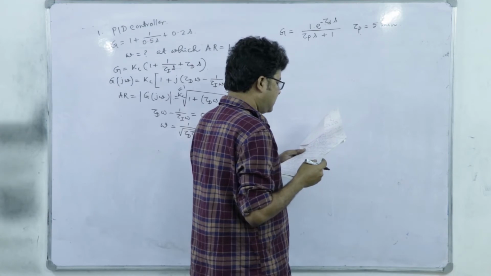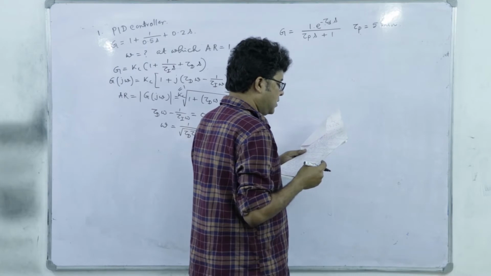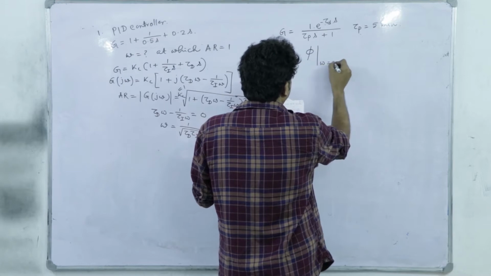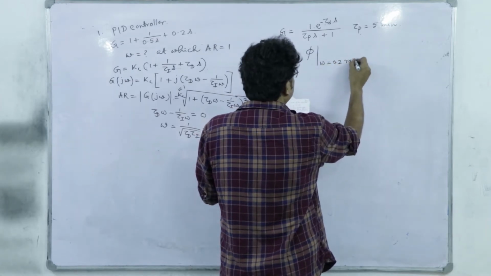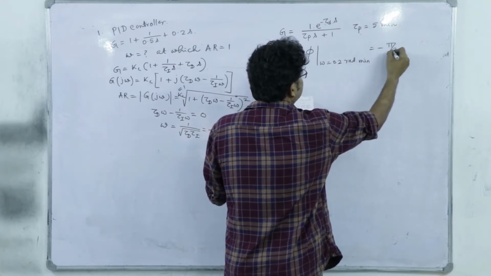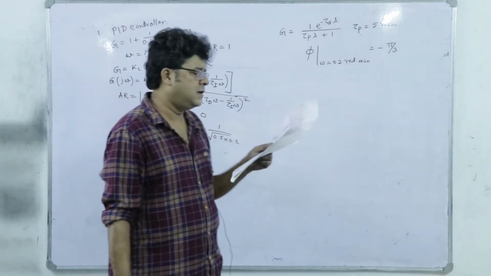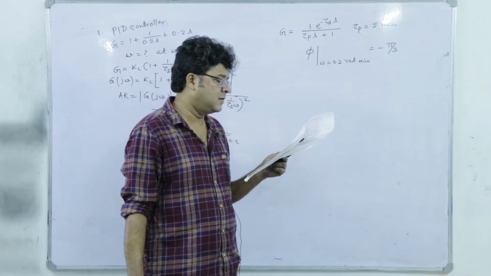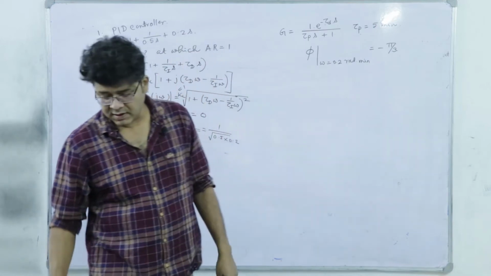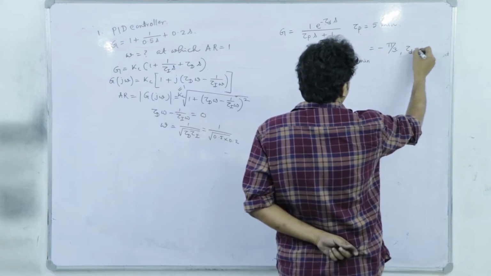If the process lag at a frequency of 0.2 radian per minute is 60 degree, so phi at omega equal to 0.2 rad per minute is minus pi by 3, right, because the lag is 60 degree. So the phase shift is minus 60 degree, which is minus pi by 3. Then the dead time in minutes.